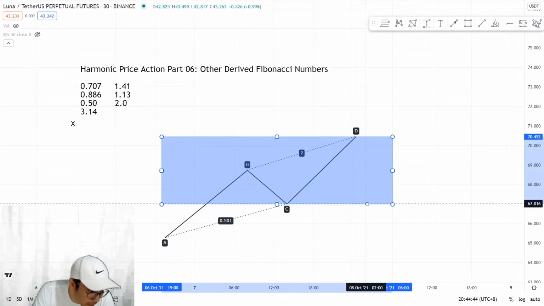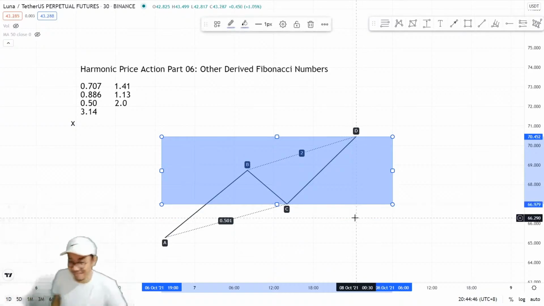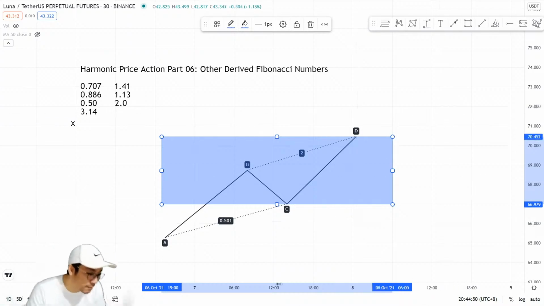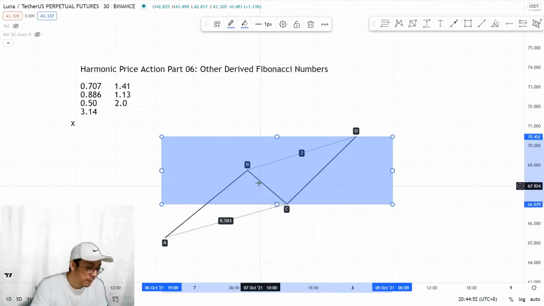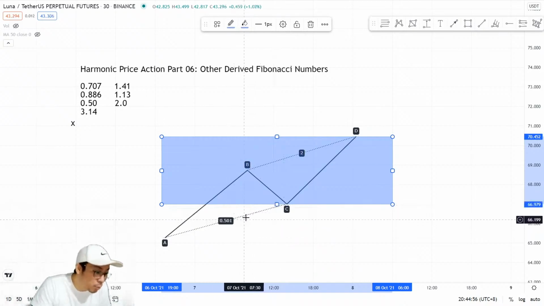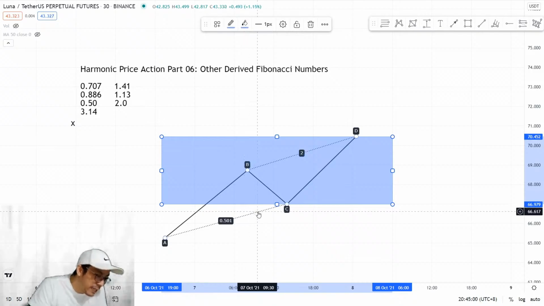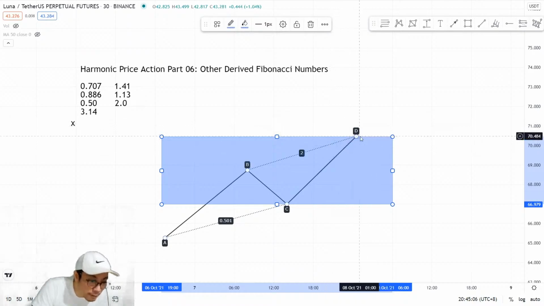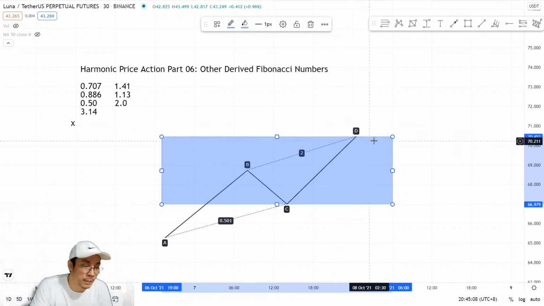And of course, as expected, they're almost the same. Usually the discrepancy with that one is because sometimes the pullback is more than or less than this one. So sometimes it becomes a 0.498 or 0.493. Then you will have some discrepancy here. Then you will have now a bigger potential reversal zone at the D level.